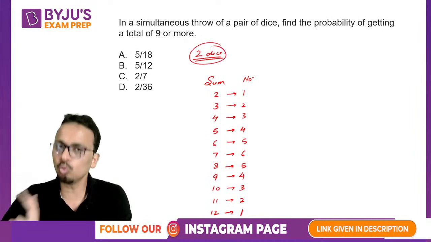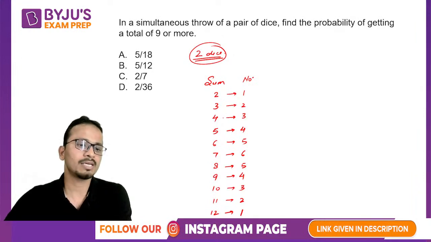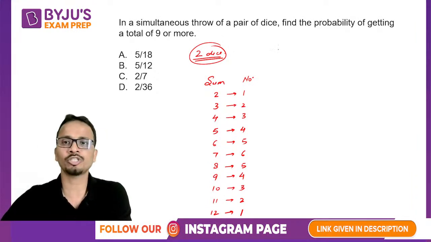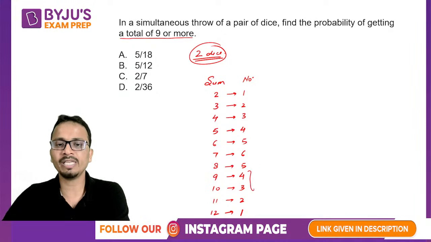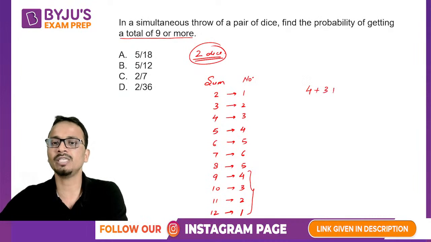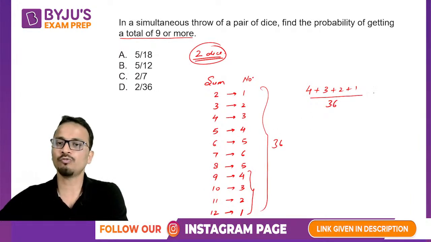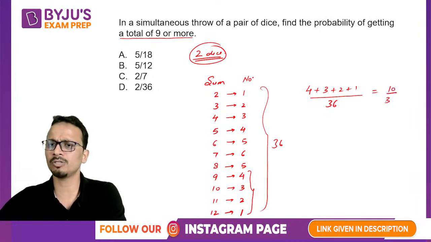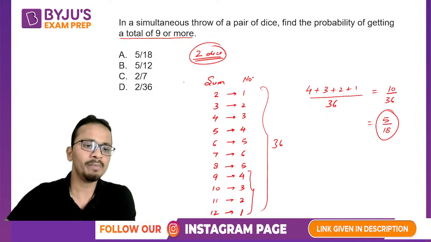When you are rolling 2 dice, these will be the number of ways in which the following sums can be obtained. Now let's move to this question. This question needs a total of 9 or more. So total of 9 or more, how many cases are there? 4 plus 3 plus 2 plus 1. And the sum of all of them is 36. So there are a total of 36 cases. So 4 plus 3 plus 2 plus 1, that is 10 upon 36, or it will be 2 cancel out कर लेते हैं, 5 upon 18.